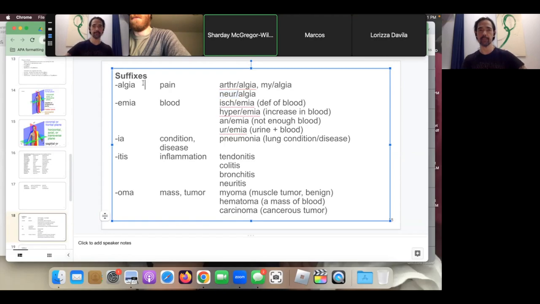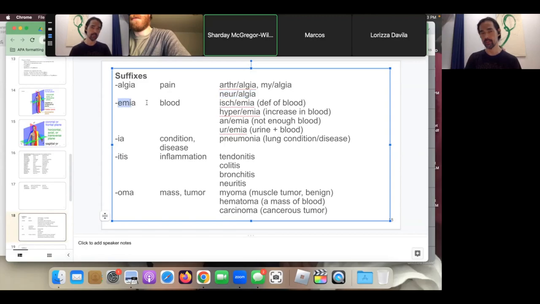Okay, algia. So algia goes on the end of a word. Algia means pain. Arthralgia, so joint pain. Myalgia, from myo, muscle pain. Neuralgia, from neuro or nerve, nerve pain.